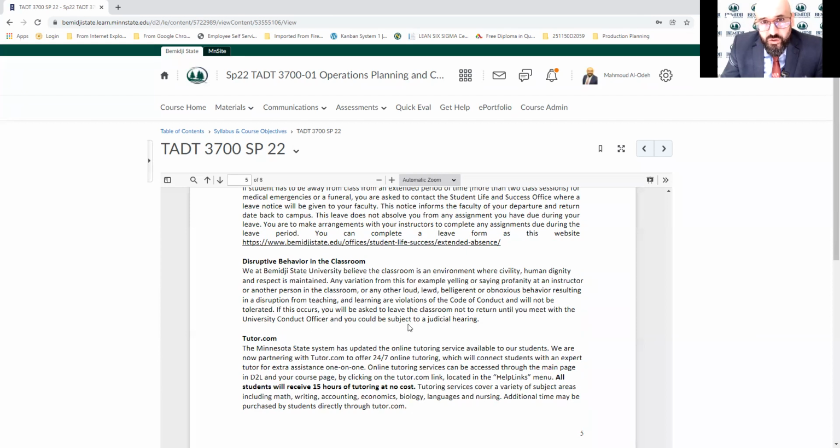Disruptive behavior in the classroom: if there's any behavior that distracts people from learning in this classroom, I will have the right to deal with it according to the code of conduct.